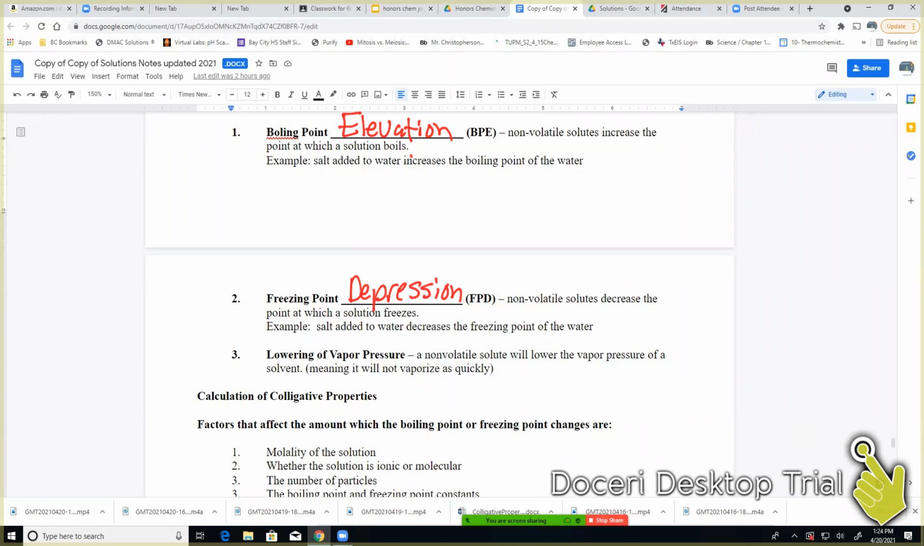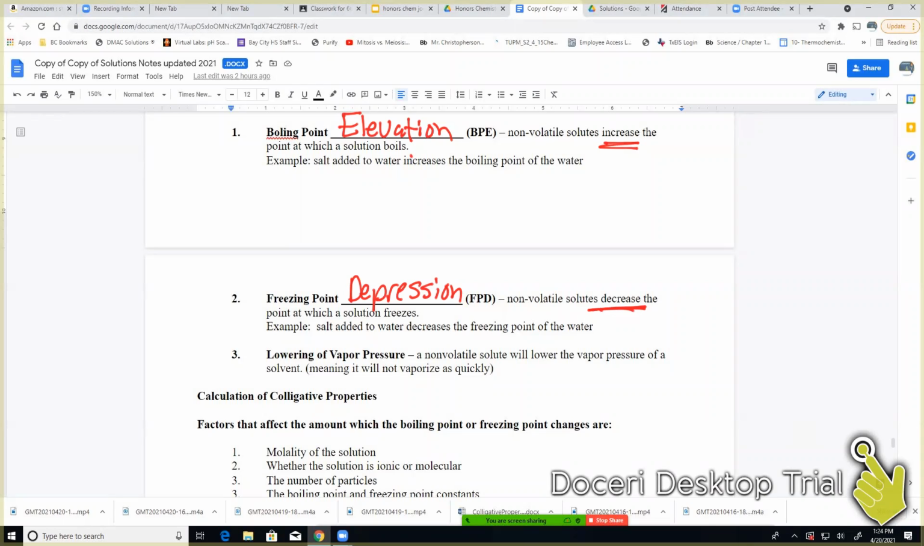So boiling point elevation is when you add a non-volatile solute and it increases the point at which a solution boils. So if you add salt to your water before you start making your spaghetti, then it's going to have to get a little bit higher than 100 degrees Celsius to boil. So your boiling point is going to increase. Your freezing point will decrease. So it's going to go lower than normal. And like I said, salt is added to bridges so they won't freeze at a lower temperature.